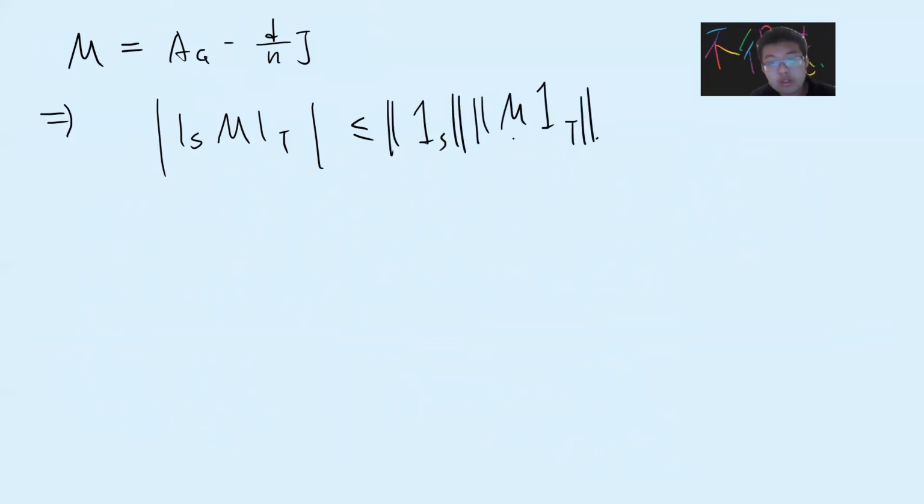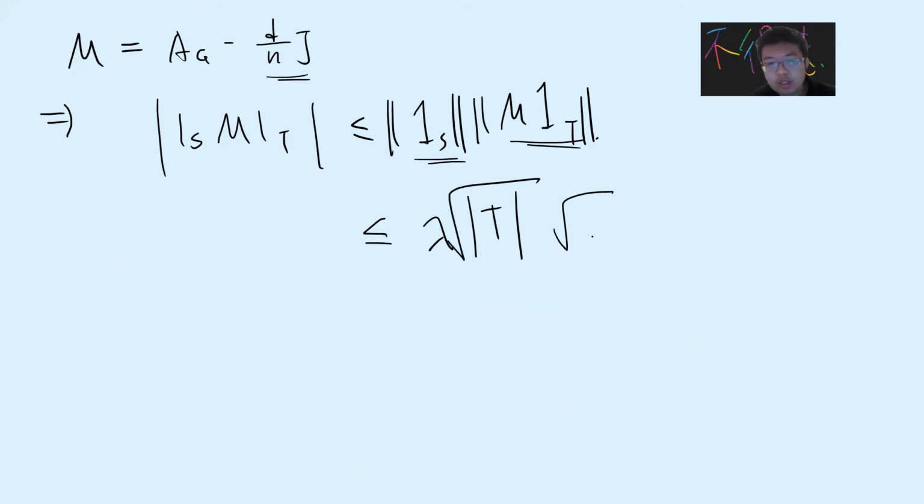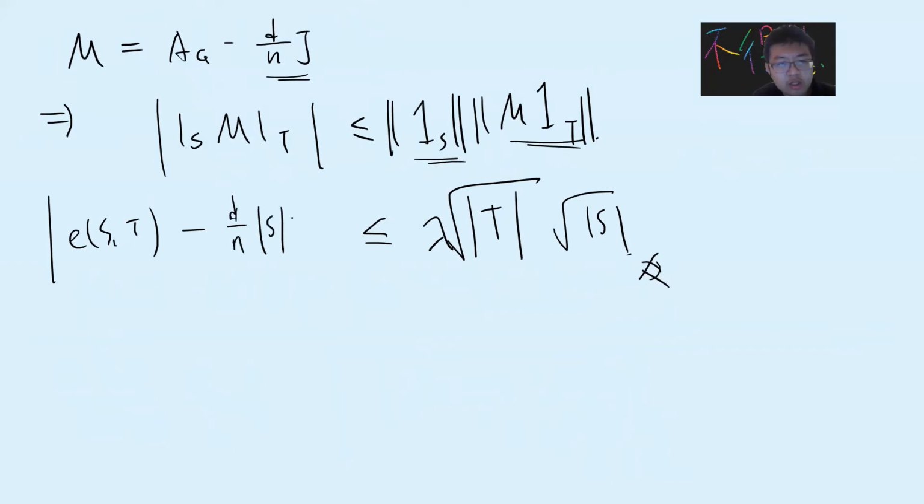Okay, and this guy, you can prove this, right? This guy is bounded by lambda, right? The reason is that I already subtract this, so the largest eigenvalue already disappeared. So this guy is bounded by lambda and the norm of 1_T. The length of t is the square root of t, and the length of s is the square root of s. So you just use Cauchy-Schwarz as I mentioned, so we prove the results, right? Because this is E(S,T) minus d divided by n s t.